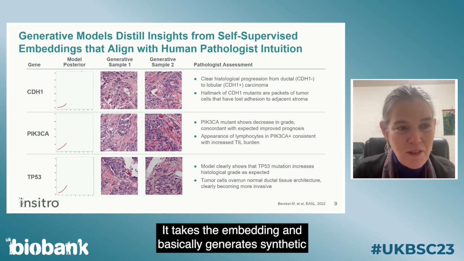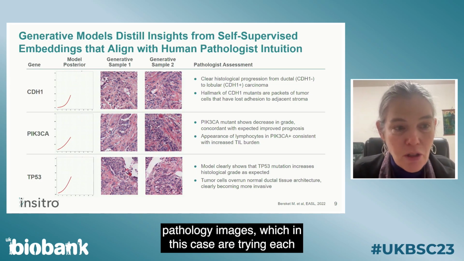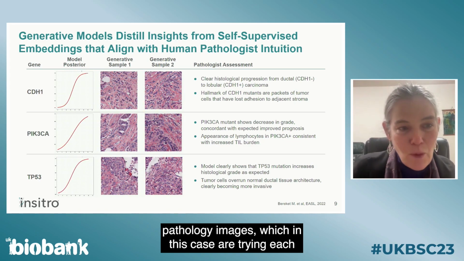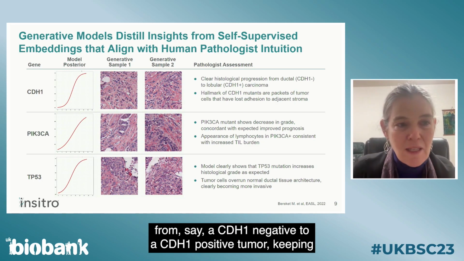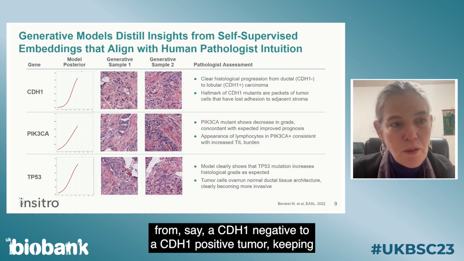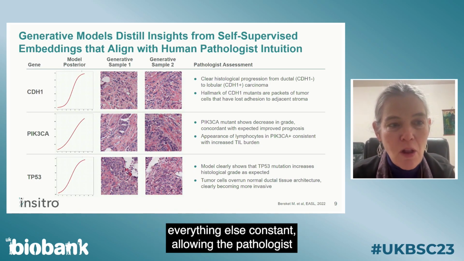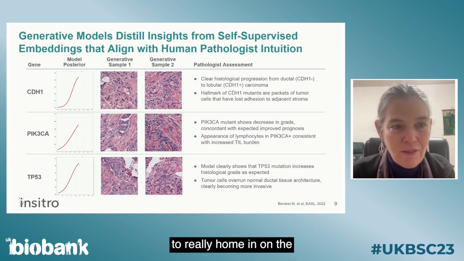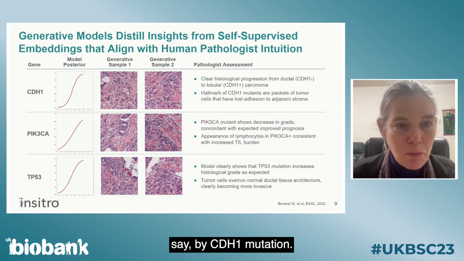It takes the embedding and basically generates synthetic pathology images. Each of those is a tile that we transition in embedding space from, say, a CDH1 negative to a CDH1 positive tumor, keeping everything else constant, allowing the pathologist to really home in on the subtle differences in the image that are driven, say, by CDH1 mutation.